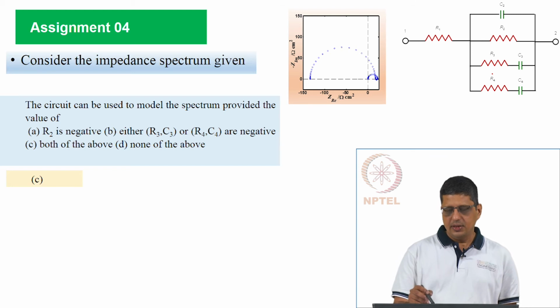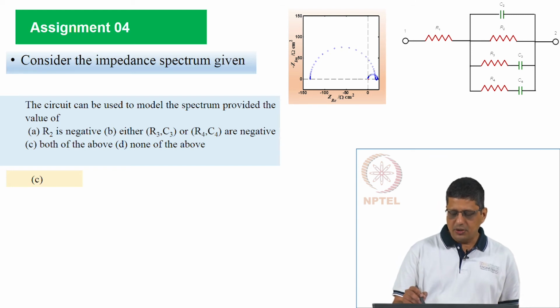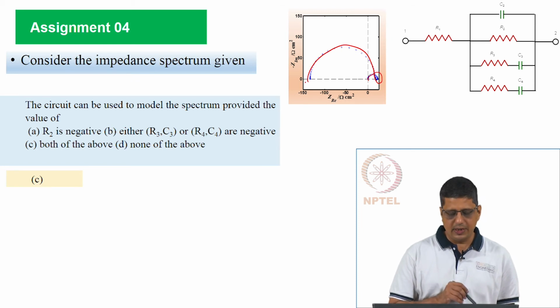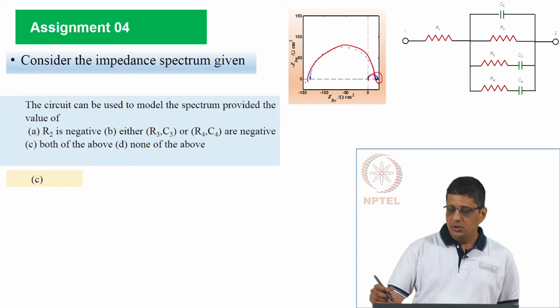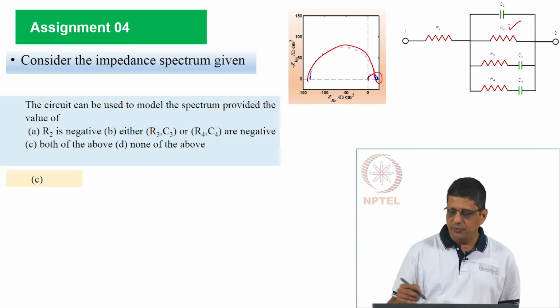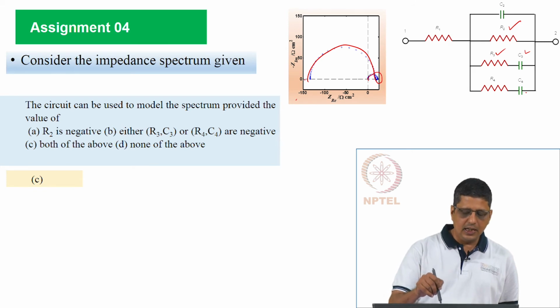Next question, you have a spectrum which looks like this, you have inductive loop followed by a capacitive loop, but it goes to the negative side. If I want to model this, I should allow this value to be negative, I should allow one of these, R4 C4 can be negative or R3 C3 can be negative. Any one of this pair, if that pair is negative, I can model the inductive loop, and if R2 is negative, I can model the low frequency negative resistance.